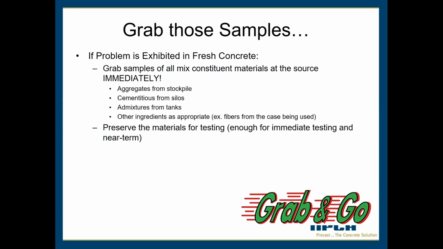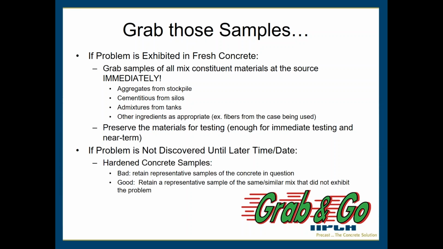And the other side of that is when you're not having a problem. So I'm having a problem. Let's stick with the air variability. I have a day where the air is all over the place, so I grab samples of all my ingredients and I set them aside. The next day I have no air problems. Well, I'm going to grab samples of those ingredients too, and do some comparison testing, see if there's a difference from one day to the next. So grab some samples when you're having problems, and then grab some samples when you're not having problems.